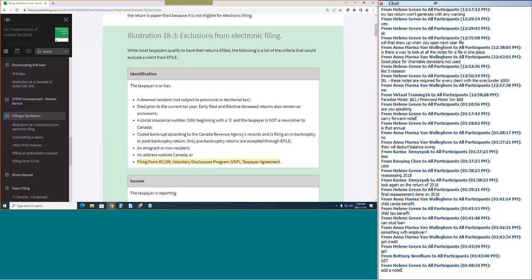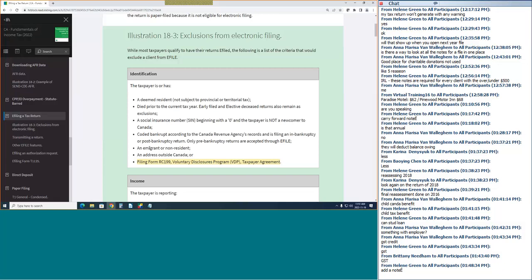If they're an emigrant or a non-resident, they're leaving the country, or if we're doing a non-resident return, you can't do that one. Immigrant returns, newcomers to Canada, people coming in, can be e-filed and therefore must be e-filed. There is legislation that says if it's eligible for e-filing, you have to e-file it. If you don't, there's a penalty. So anyone who paper files a return that could be e-filed is going to have a $25 penalty administered by the CRA.